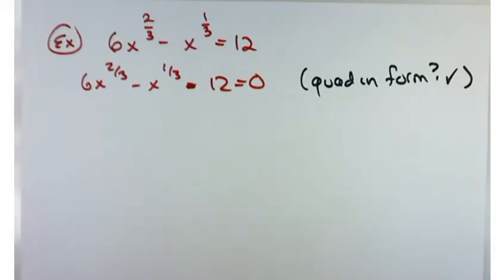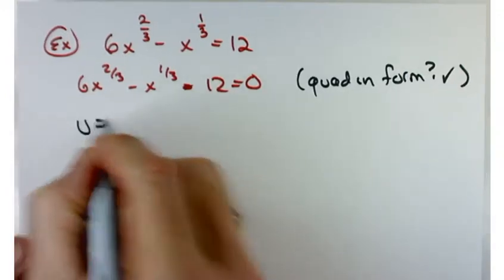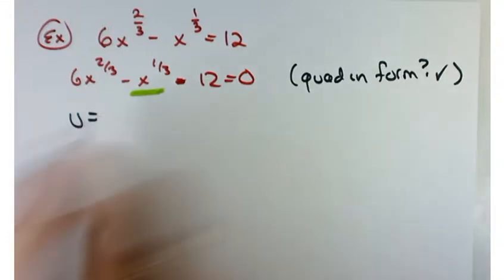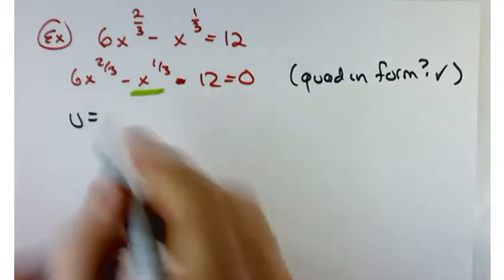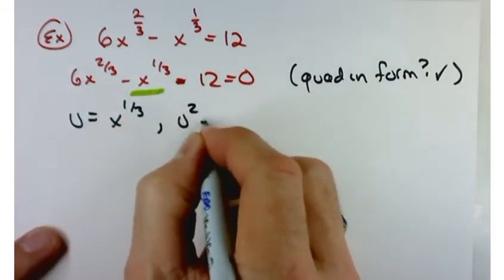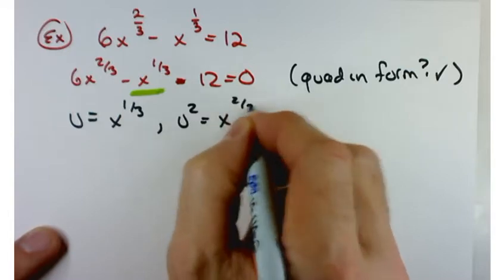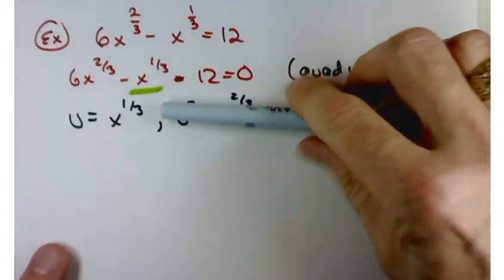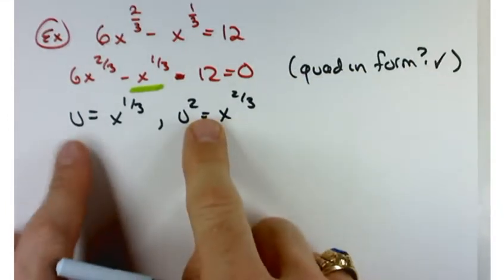What's my substitution going to be this time? What am I going to let u equal or take the place of? Well done. Thank you. It's just the middle variable term. Don't worry about the coefficient. So u equals x to the 1/3. Automatically, u squared is going to be x to the 2/3. If this is quadratic in form, you don't have to worry about the actual calculation of this, although it might be helpful to see this.